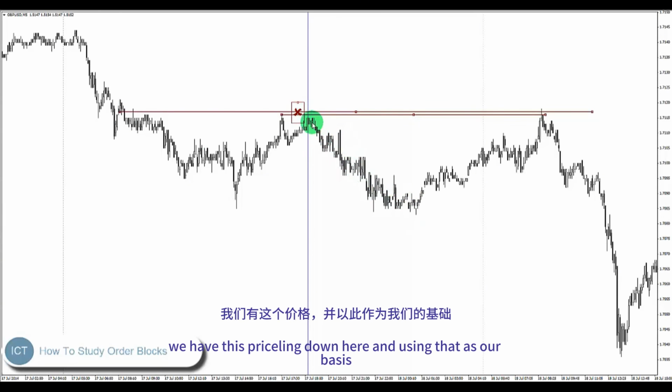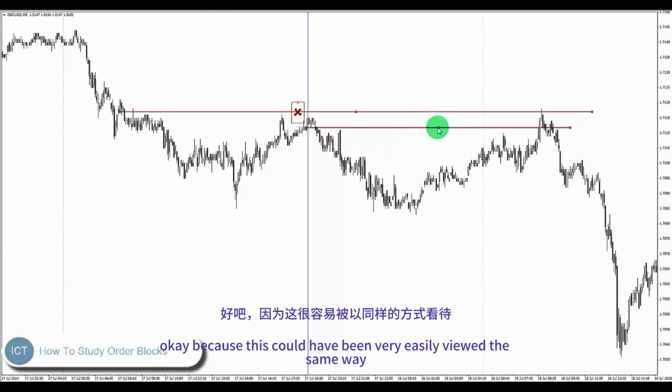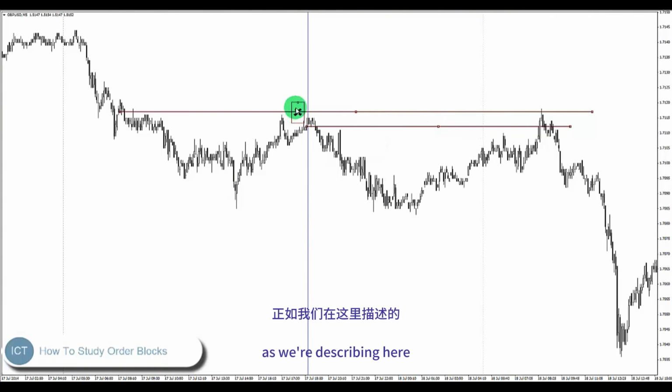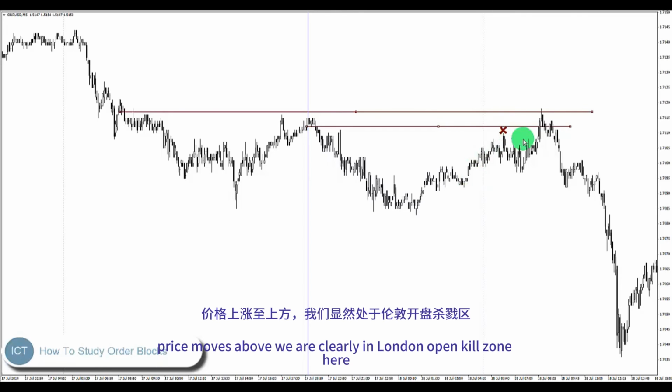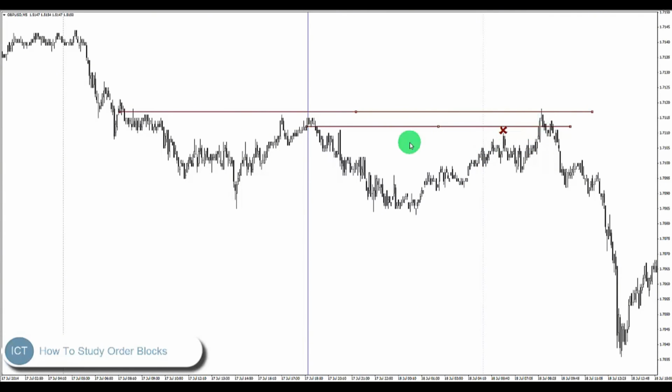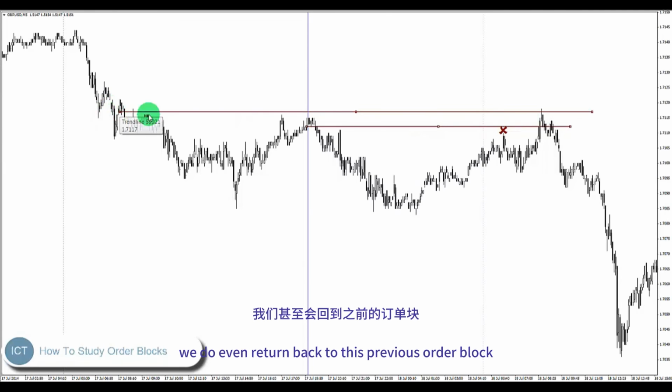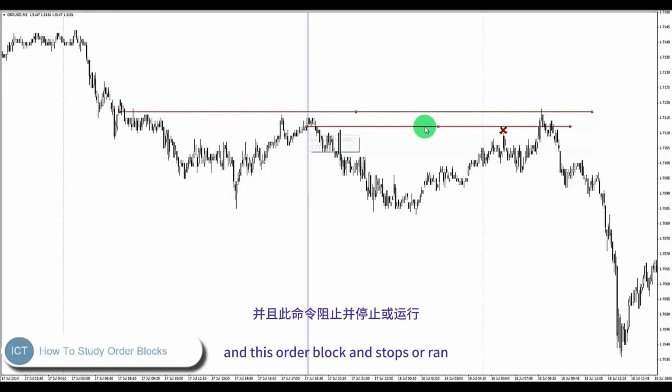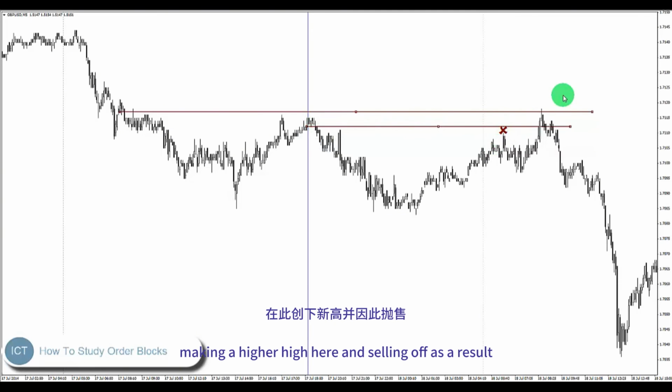We have this price swing down here, and using that as our basis, because this could have been very easily viewed the same way as we're describing here. We have a short-term high right there. So stops would have been resting above this. Price moves above. We are clearly in London Open kill zone here. We do even return back to this previous order block and this order block, and stops are ran, making a higher high here and selling off as a result.